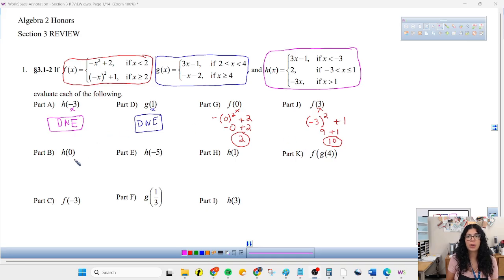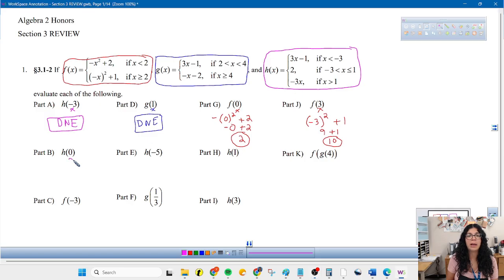Next, I have h of 0. So I'm going to go back to my function h over here, and I'm plugging in the x value of 0. So where does that fall in? Is 0 less than negative 3? No. Is 0 in between negative 3 and 1? Yes. So since 0 is between negative 3 and 1, I'm going to use the second equation, where the y value is just 2. So the answer on part B is 2.